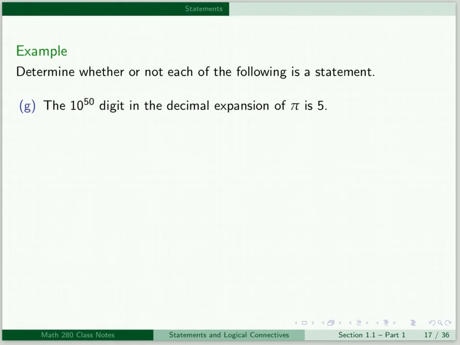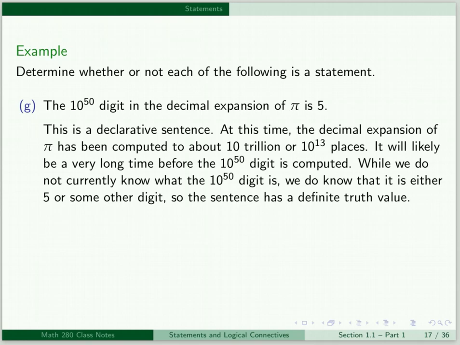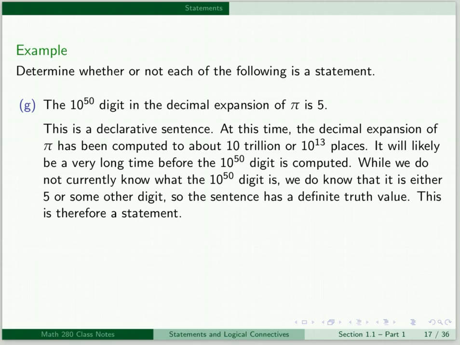For our next part, we've got the 10 to the 50th digit in the decimal expansion of pi is 5. This is, again, a declarative sentence. At this time, the decimal expansion of pi has been computed to about 10 trillion, or 10 to the 13th places. It will likely be a very, very long time before the 10 to the 50th digit is computed. While we do not currently know what the 10 to the 50th digit is, we do know that it is either 5 or some other digit, so the sentence has a definite truth value. This is therefore a statement.